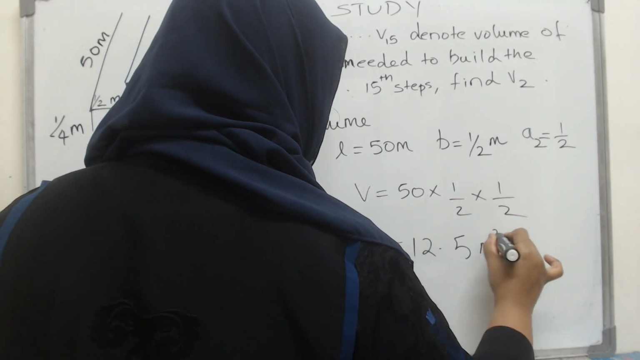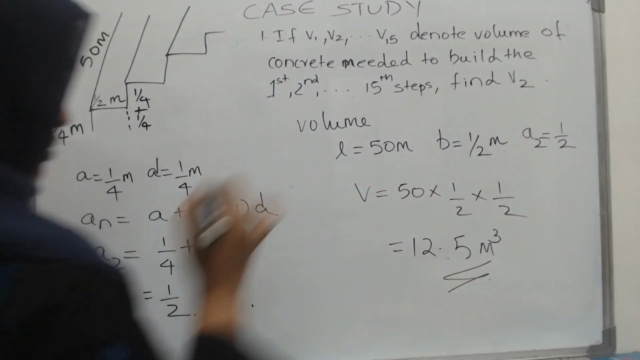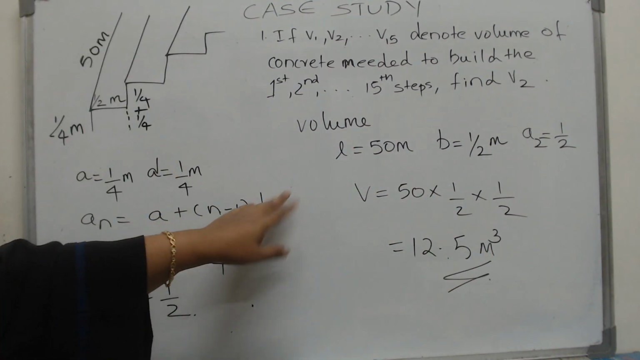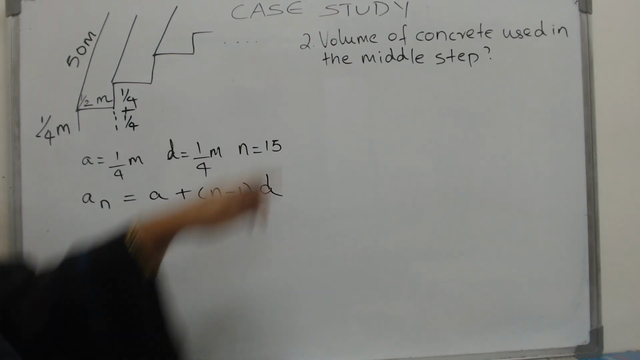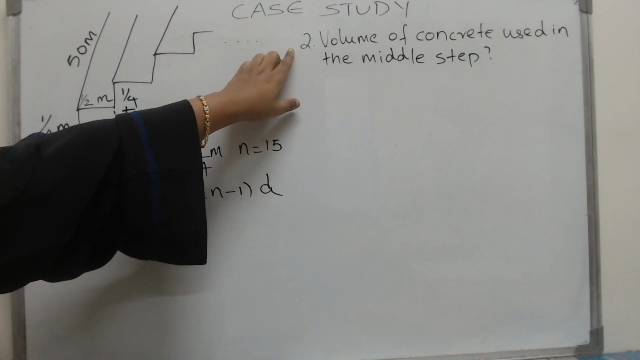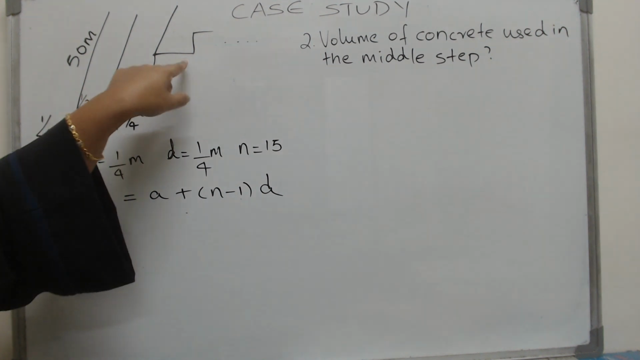12.5 meter cube. Do not forget the meter cube because we are talking about a volume. It is measured in meter cubes. And the second question, what is the volume of the concrete used in the middle step?